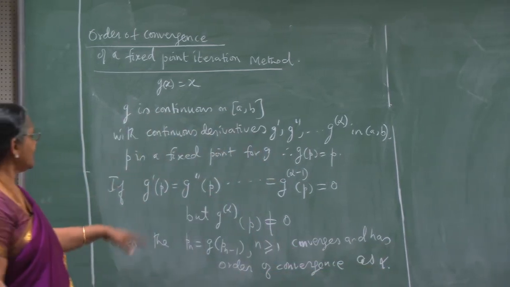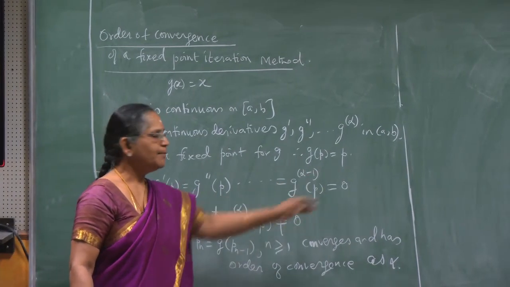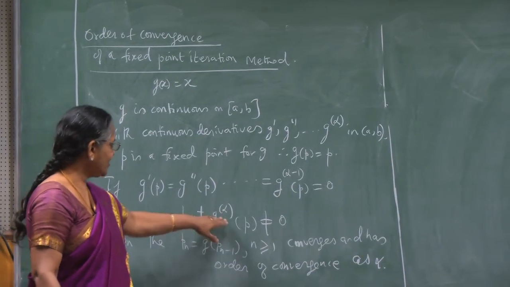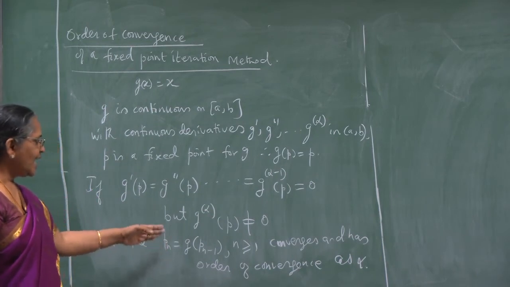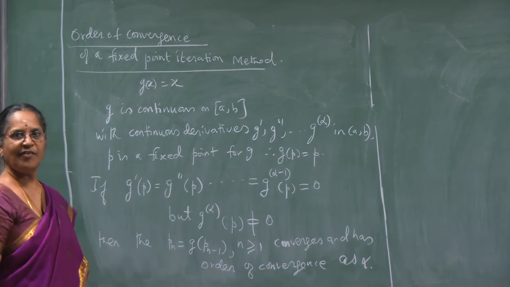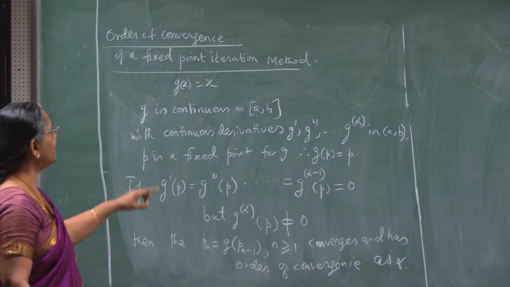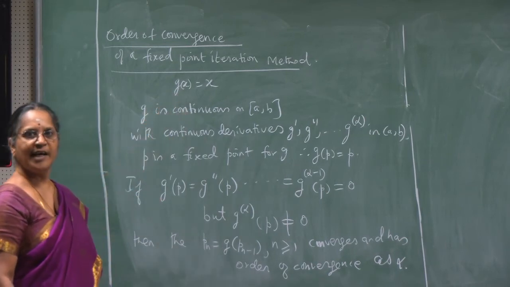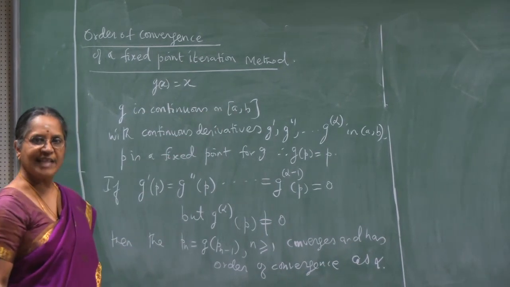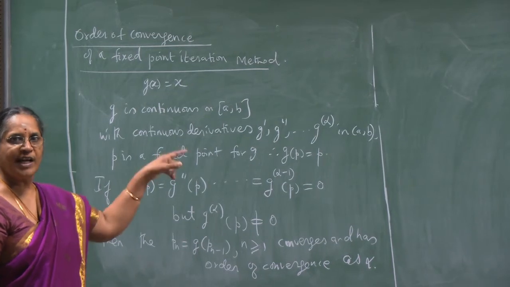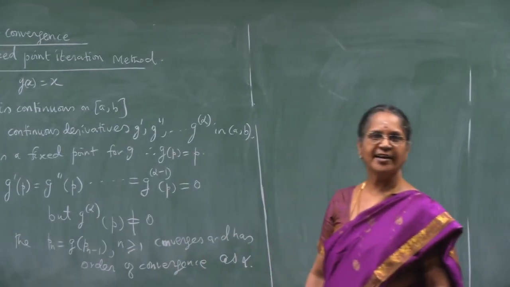So, the conditions are that the first alpha minus 1 derivatives of g at p must be 0, and the alphath derivative of g at p should be different from 0. Then this method has convergence of order alpha. So, this is how we find the order of convergence of a given fixed point iteration method. And our discussion tells us that the Newton-Raphson method belongs to the class of fixed point iteration methods.